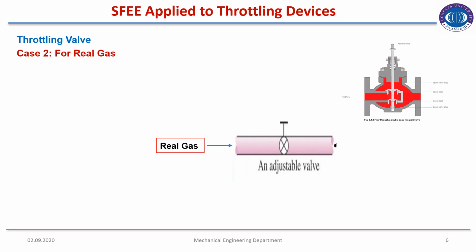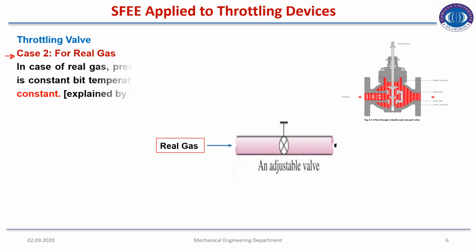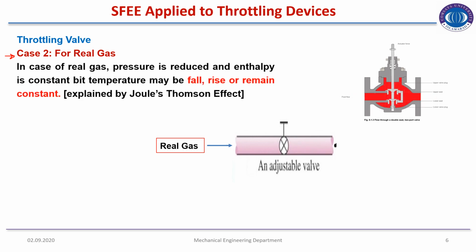Now case 2 is for real gas. What will happen if we use real gas in the throttling process? So the answer is, if we use real gas in the throttling process, the temperature may increase, may decrease, or may remain the same. So it is written, in case of real gas, pressure is reduced and enthalpy is constant, but temperature may fall, rise, or remain constant.